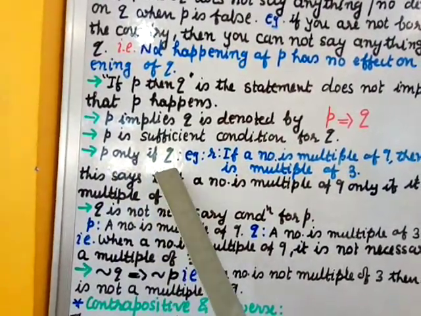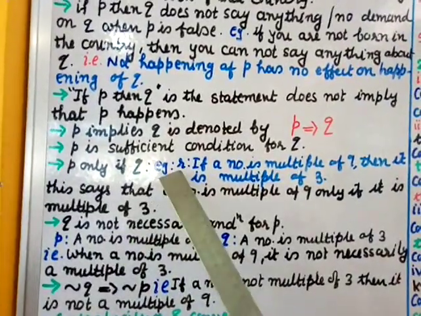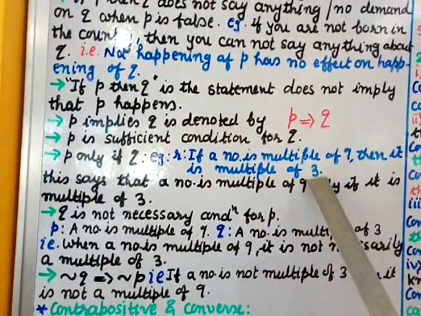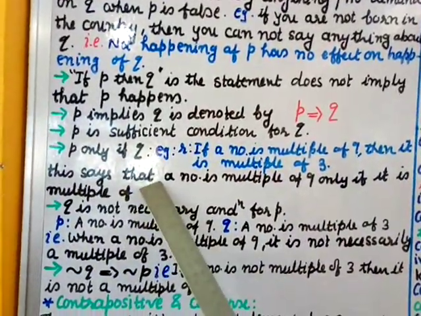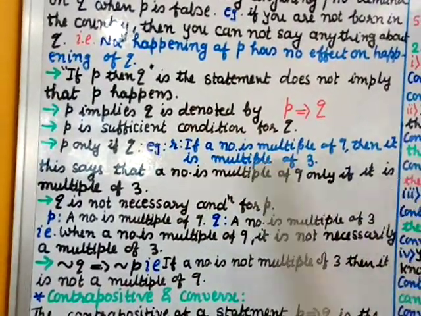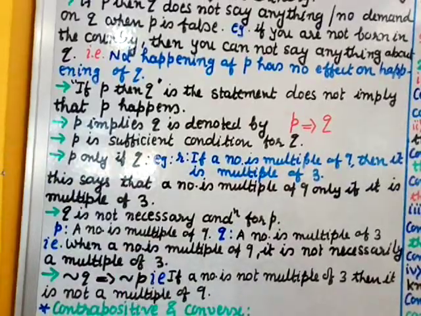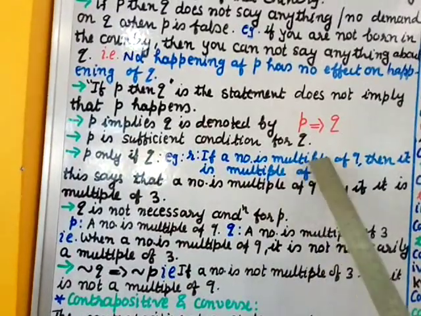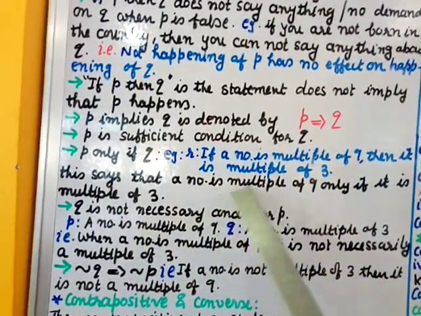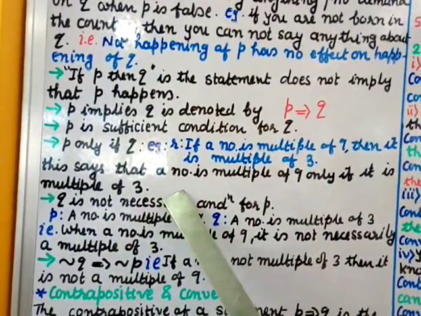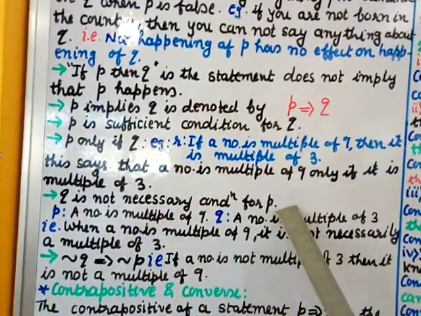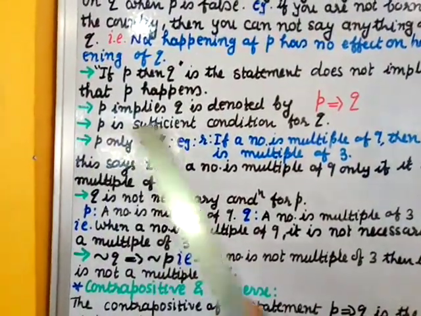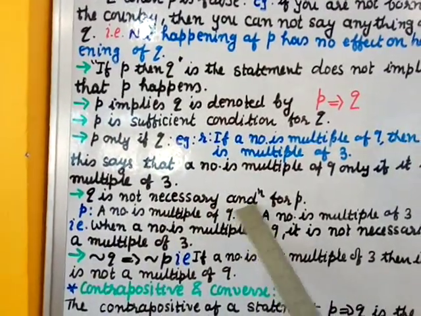if Q. Now to understand this, I will take one example. The statement is: if a number is a multiple of 9, then it is a multiple of 3. What does this mean? This says that a number is a multiple of 9 only if it is a multiple of 3. Okay, so here the meaning of if P then Q means P only if Q, right? So from this statement we can say that the number is a multiple of 9 only if it is a multiple of 3. Q is not a necessary condition for P. Now in this, if P then Q, Q is not a necessary condition, but P is a sufficient condition for Q, right? But Q is not a necessary condition for P.